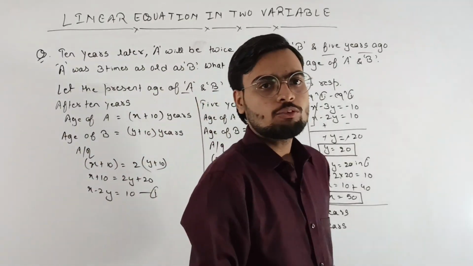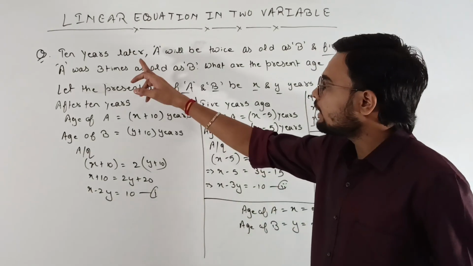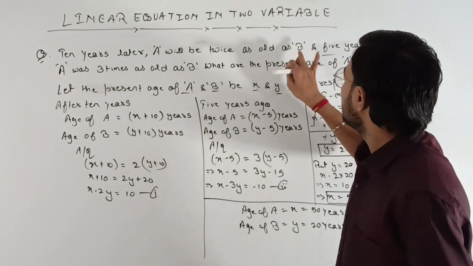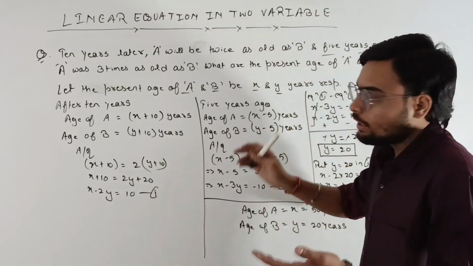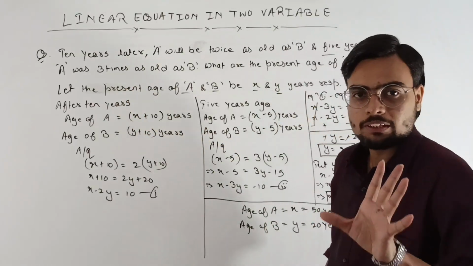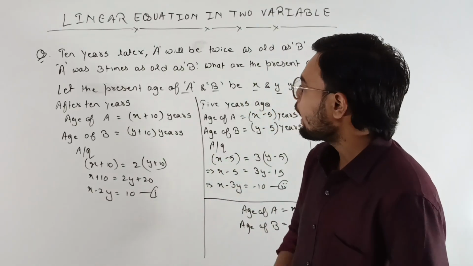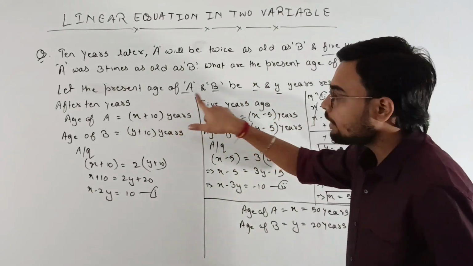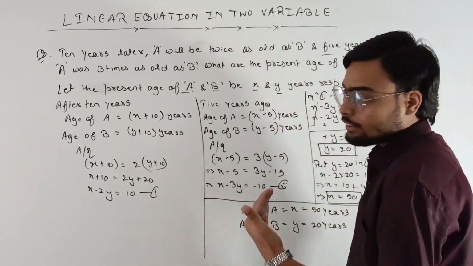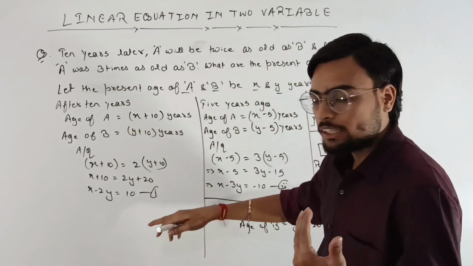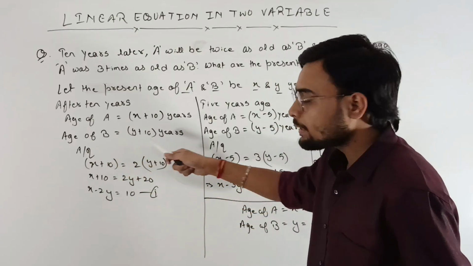There are two persons whose names are A and B. The question said that 10 years later A will be twice as old as B, and 5 years ago A was 3 times as old as B. So we have to find their present ages. That's why I assume the present ages of A and B to be x and y years. Now after 10 years, the age of A is x plus 10 years and the age of B is y plus 10 years.